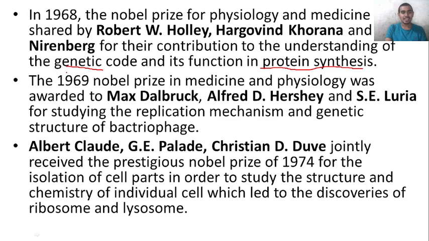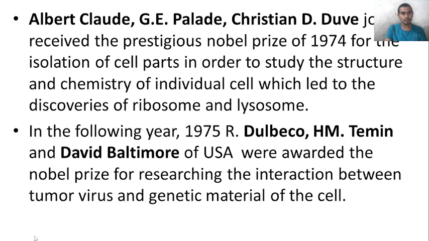In 1969, the Nobel Prize in Medicine and Physiology was awarded to Delbruck, Hershey, and Luria for studying the replication mechanism and genetic structure of bacteriophages. Albert Claude, Palade, and de Duve jointly received the prestigious Nobel Prize of 1974 for the isolation of cell parts in order to study the structure and chemistry of the individual cell, which led to the discoveries of the ribosome and lysosome.